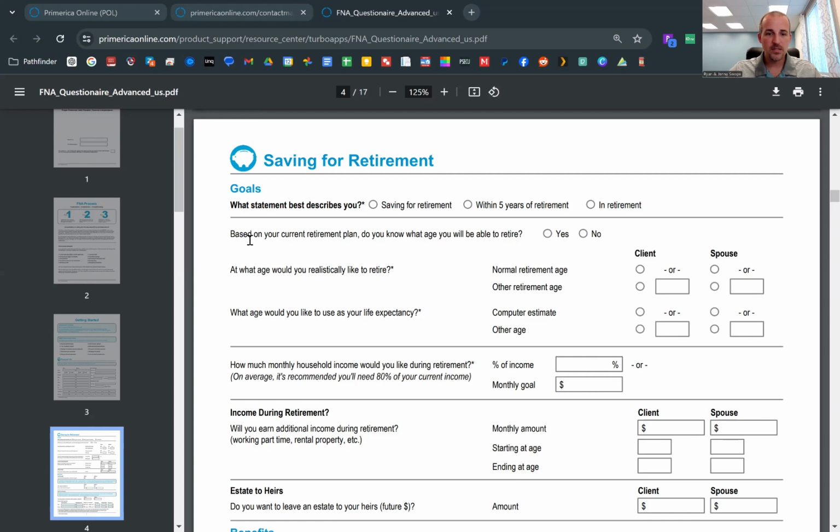But based on your current plan, and a lot of people don't even have a current plan, but you want to assume they do, it makes them feel good. Based on your current plan, what age do you think you'll be able to retire? You'll get a lot of different answers. "I don't know. I have no idea. I'm going to work till I die." Some people say, "Oh, I want to retire next year," and maybe they can't, but you'll get different answers. So just kind of move along.